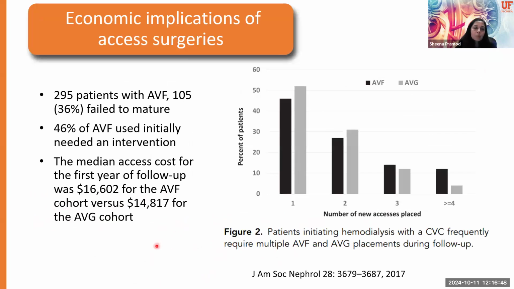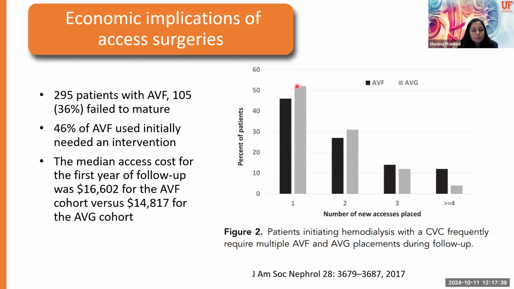Now, the other economic implication of these access surgeries is looking to see what percentage of the accesses that were placed actually went on to be successful to be used. So this study looked at about 479 patients on dialysis who did not have an access when they started, and then subsequently went on to have either an AV fistula or a graft placed. And around 36% of patients, the fistulas failed to mature on that first attempt. And out of those, 46% initially needed an intervention for it to work. And this graph shows the number of accesses placed when these patients were followed over a 4-year period.